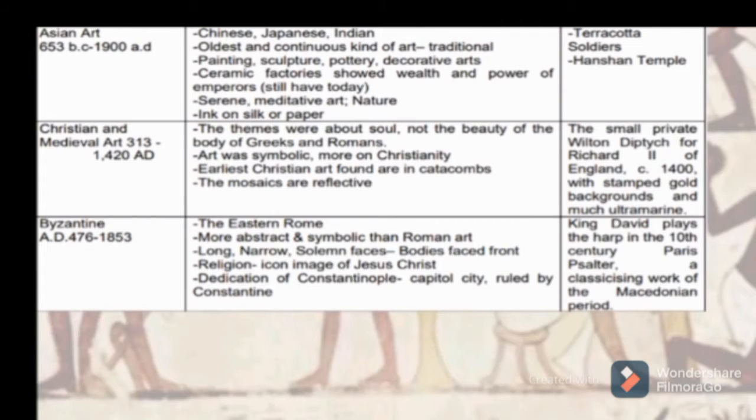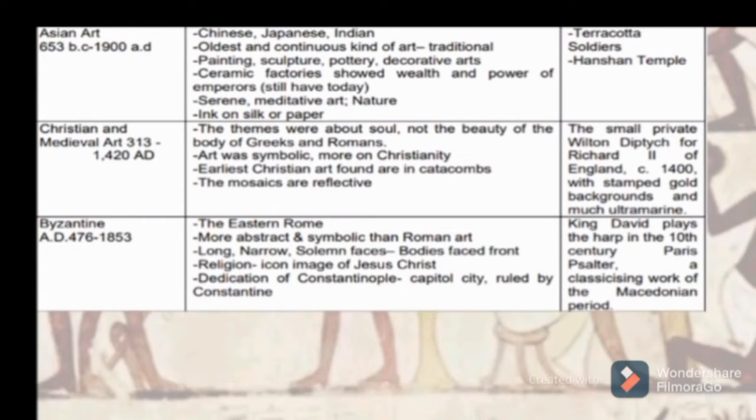The themes were about the soul, not the beauty of the body of the Greeks and Romans. Art was symbolic, more on Christianity. The earliest Christian art found are in catacombs. The mosaics are reflective.